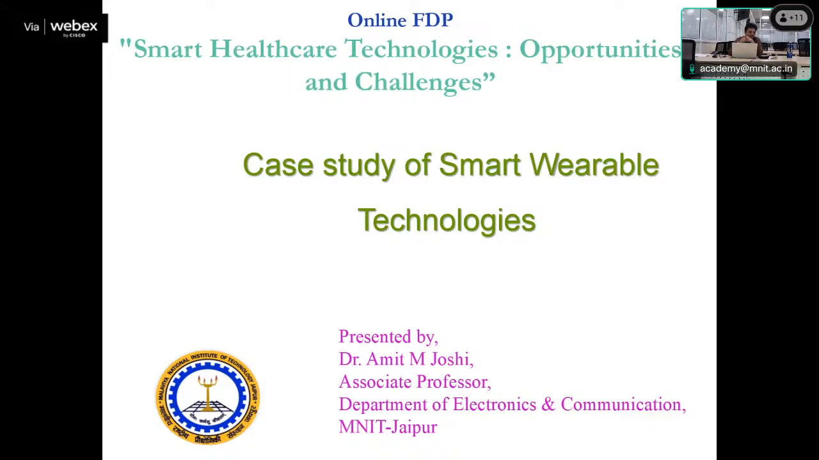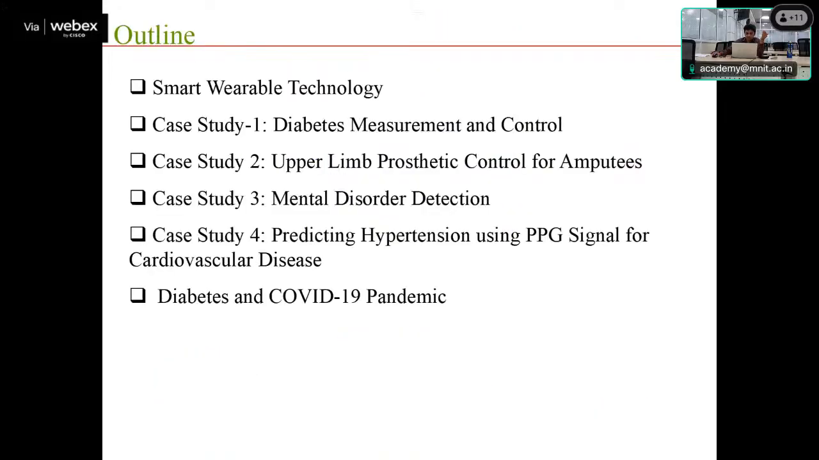Wearable technology will play a very crucial role in our healthcare domain. We already discussed in our last lecture the role of wearable technology in healthcare technology. So, let us discuss that.